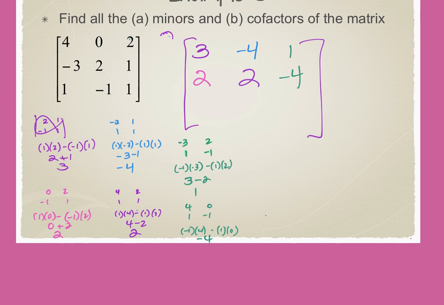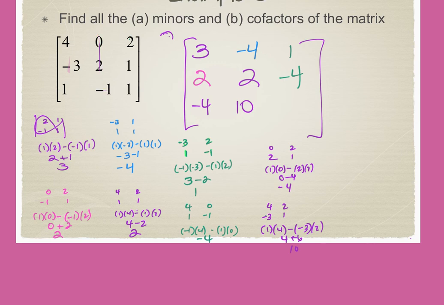And then I go to the bottom row, cross through the row and the column that the 1's in, and I get 0, 2, 2, 1. 1 times 0 minus 2 times 2. 0 minus 4, which is -4. And then I go to the row and column of the -1, and I get 4, 2, -3, 1. 1 times 4 minus -3 times 2. 4 minus a -6 becomes +6, which is 10.